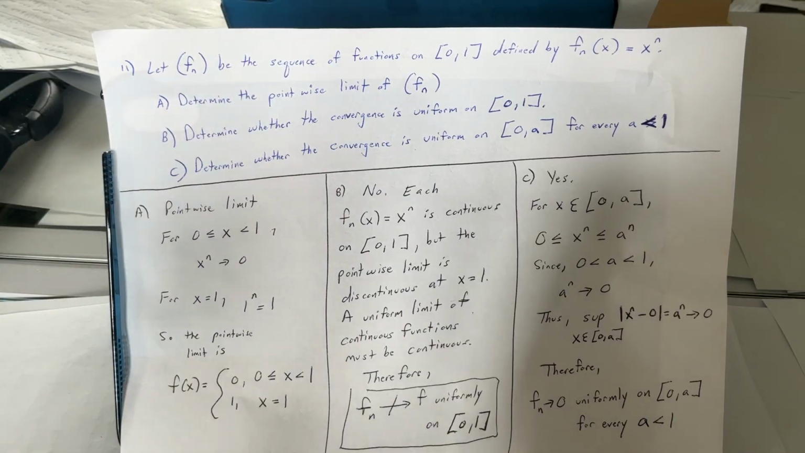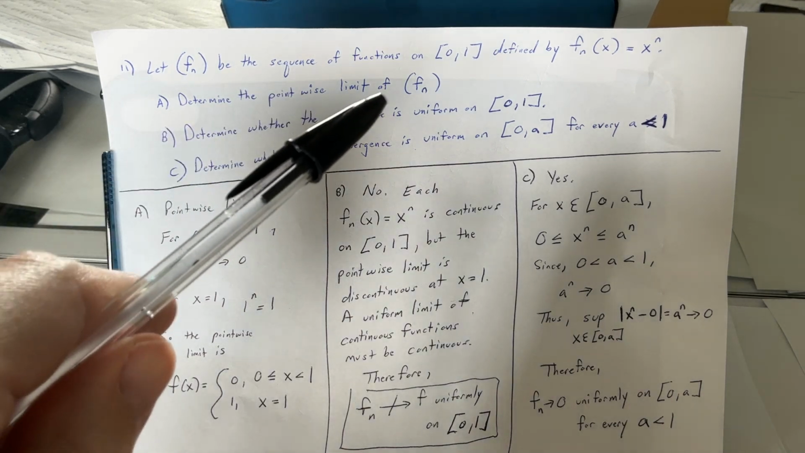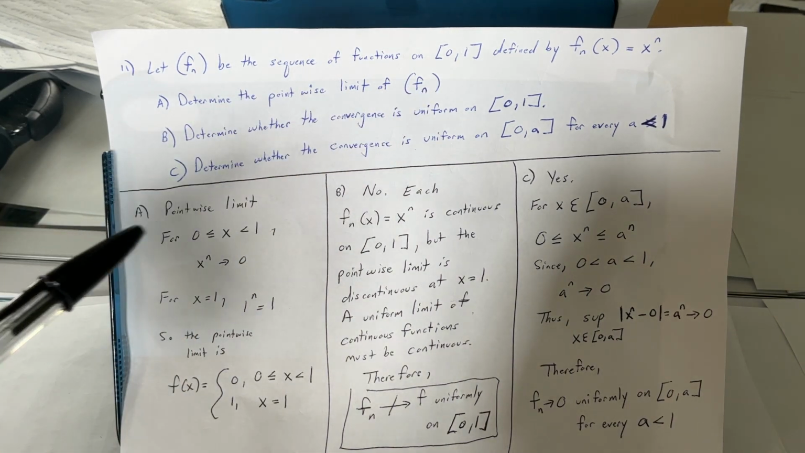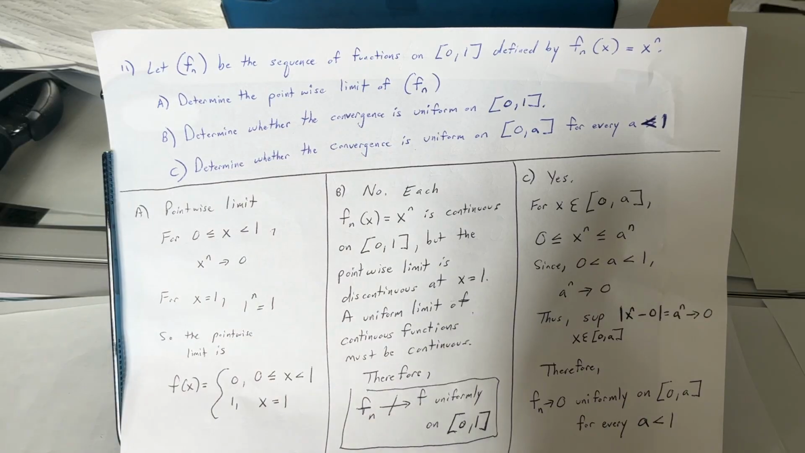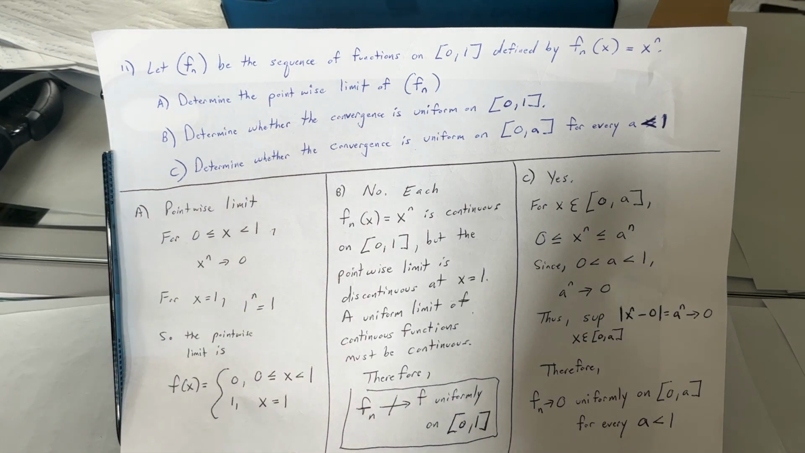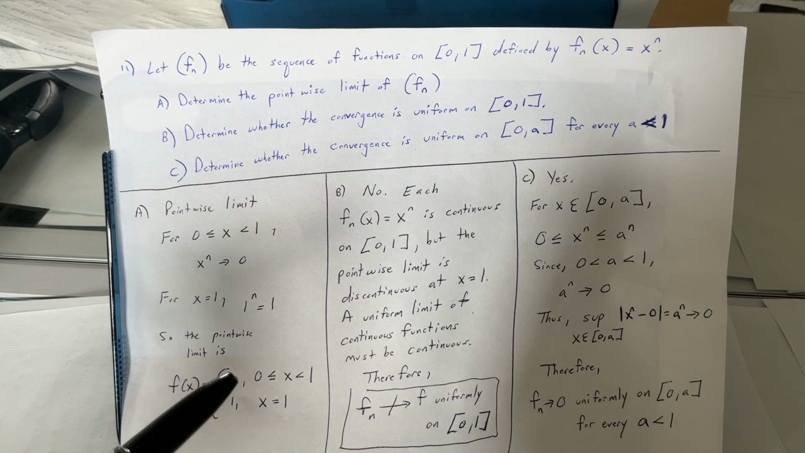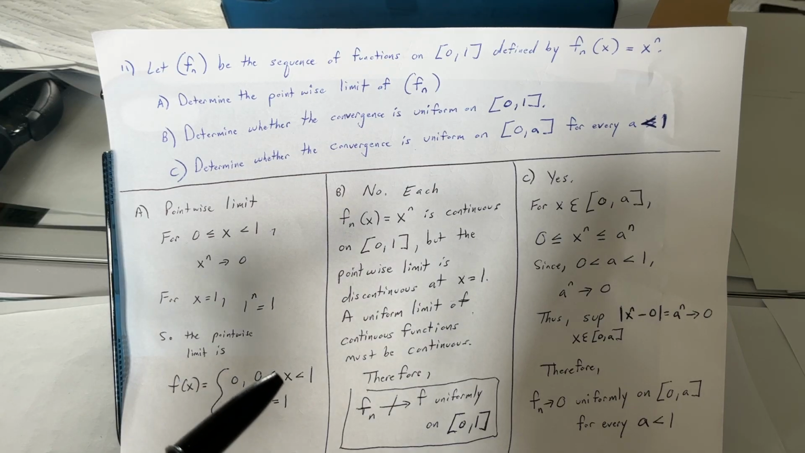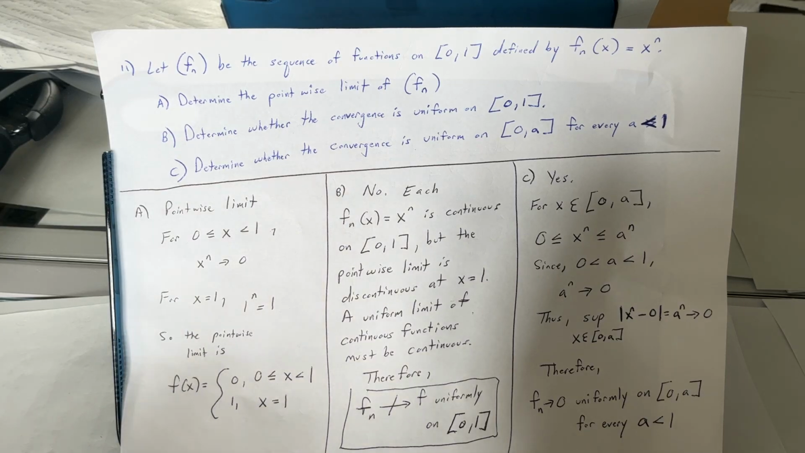Let f sub n be a sequence of functions on 0 to 1 defined by f sub n of x equals x to the n. Part A, determine the pointwise limit of f sub n. For 0 less than or equal to x less than 1, x to the n goes to 0. For x equals 1, 1 to the n equals 1. So the pointwise limit is f of x equals 0 for 0 less than or equal to x less than 1, and for x equals 1, we define it as 1.